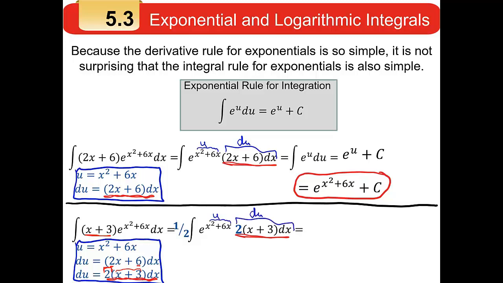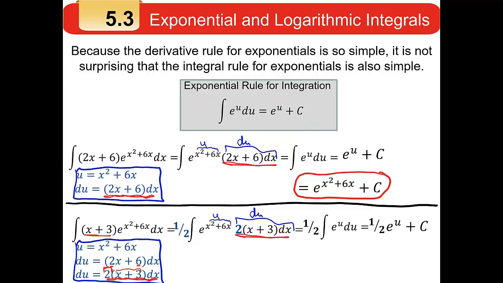That allows me to do my substitution. The 2 times the quantity x plus 3 dx becomes the du. The x squared plus 6x becomes the u, and I end up with 1/2 times the integral of e to the u du. The integral of e to the u du by formula is e to the u plus c, and that 1/2 just sits there.